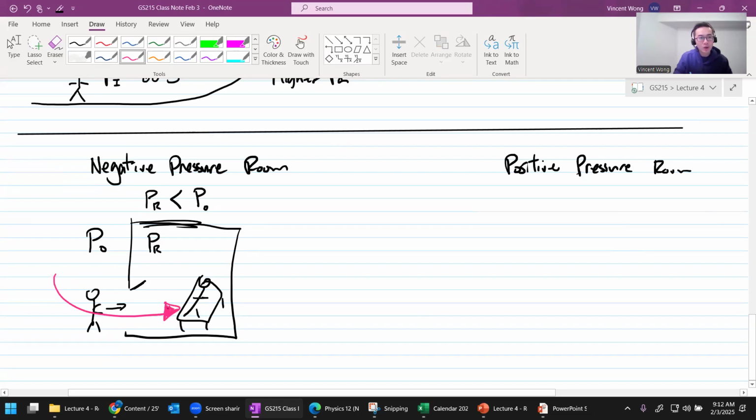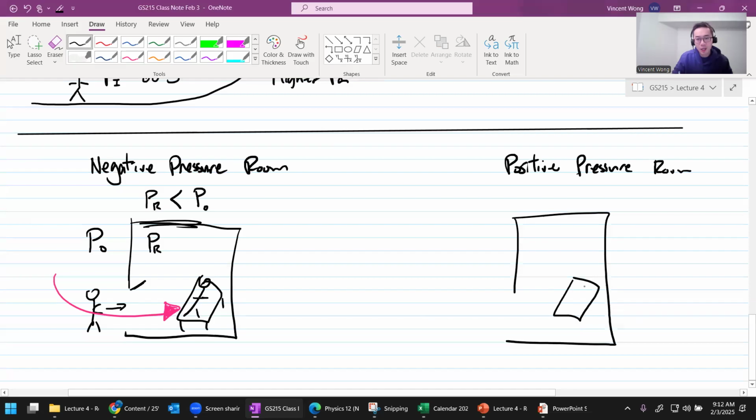So in what situation would you put someone in a room like this, as opposed to the other way around? Let me draw it out first. Same situation, same room. Not very good with the drawing this morning. Okay, but this time the pressure of the room is greater than the pressure outside. So if you open the door this time, it's going to blow out instead.